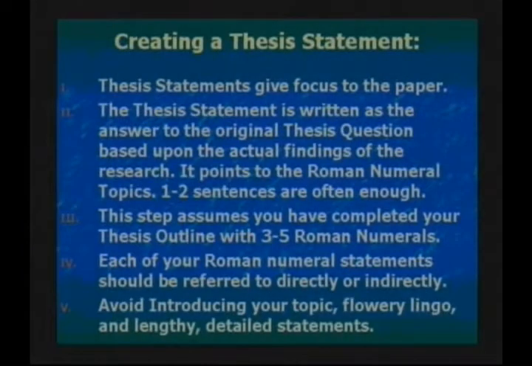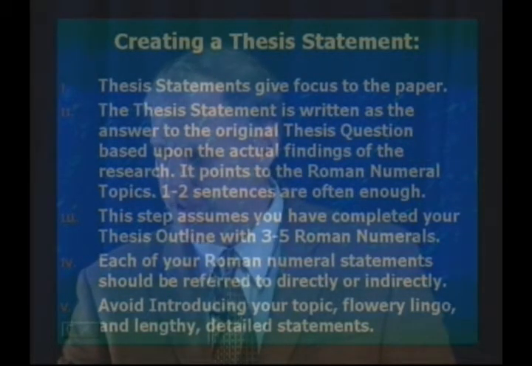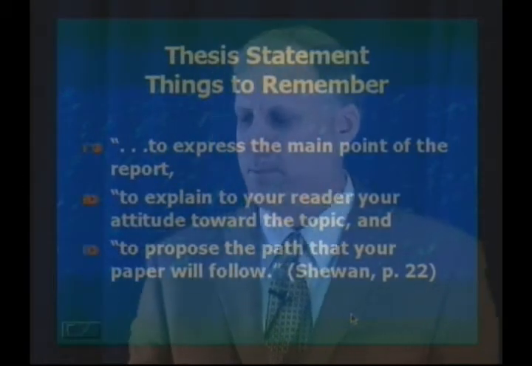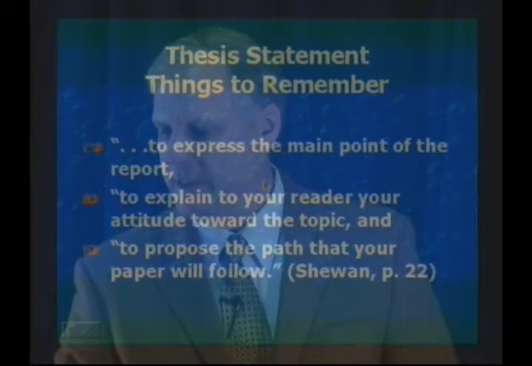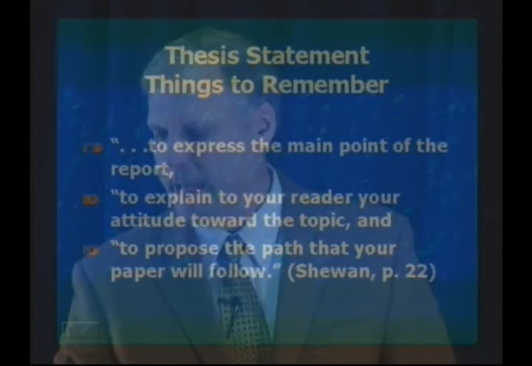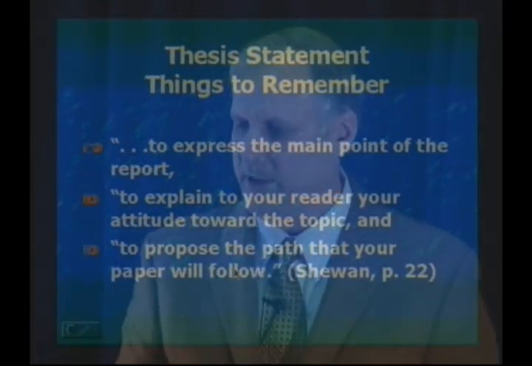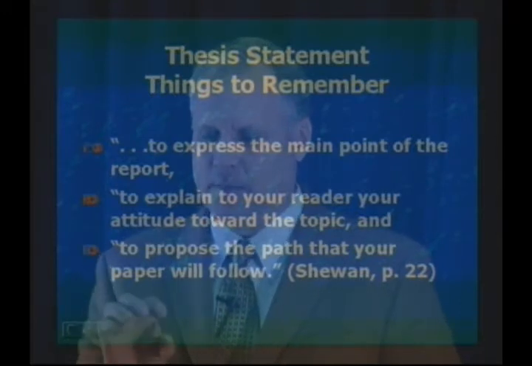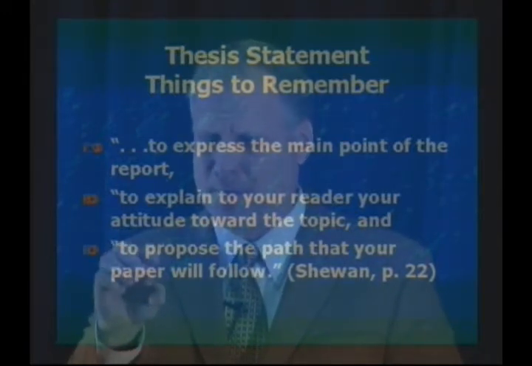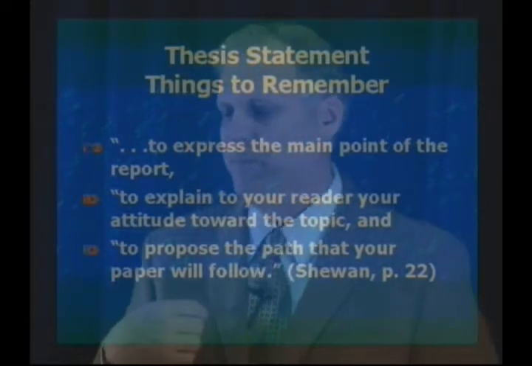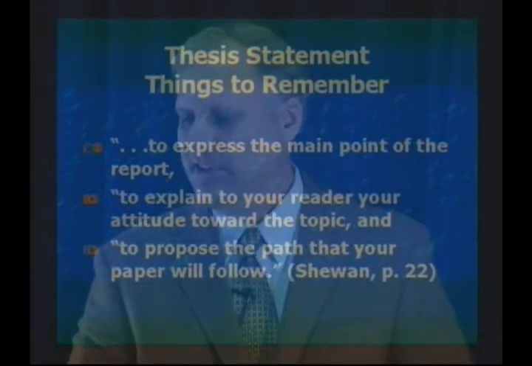Okay. When you're creating the thesis statement, what I tried to emphasize here is that each of your Roman numeral statements should be referred to directly or indirectly, and you're focusing on that particular thing, not the details beyond it. So you're avoiding introducing more specific detail. But when you look at this next quick recap from the book, you're trying to express the main point, explain your attitude toward the topic, propose a path. Well, the path relates to those three Roman numeral points she has, but explaining her attitude towards the topic, she's clarifying that compromise has effects for you, for your children, for society, and her mentioning that in that fashion simply helps to explain.